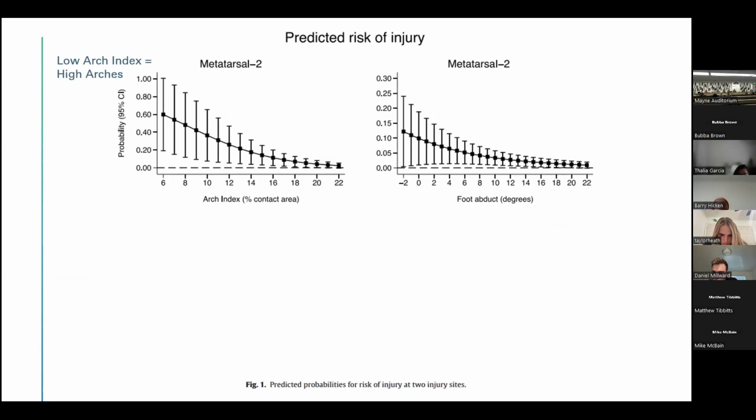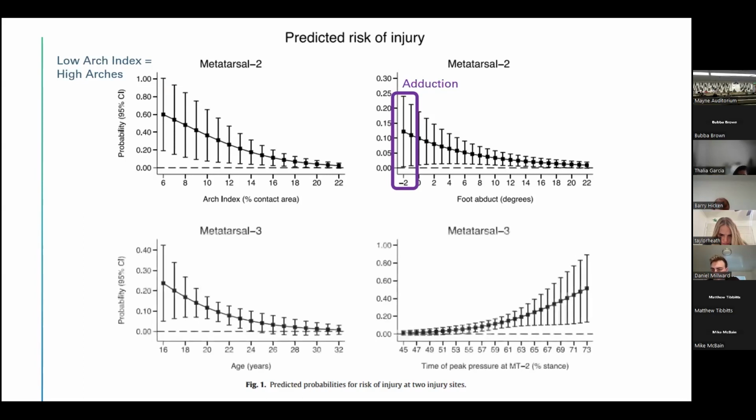And then for foot abduction, you can see that it goes 0, 2, 4, and so forth, but then it also includes that area for -2. Negative abduction is adduction. So pretend this is my right foot going like this, people are going like this, and this seems to be associated with an elevated amount of risk.